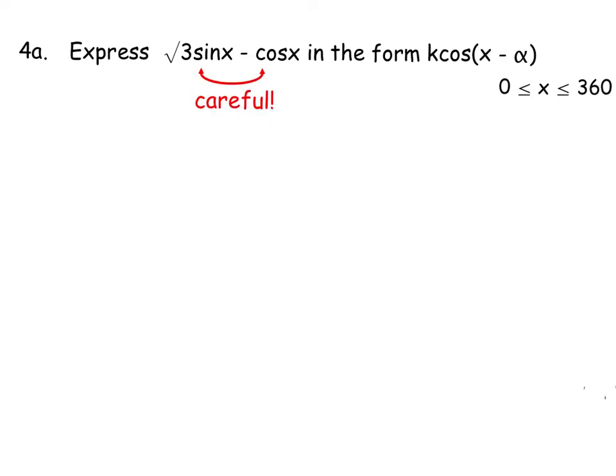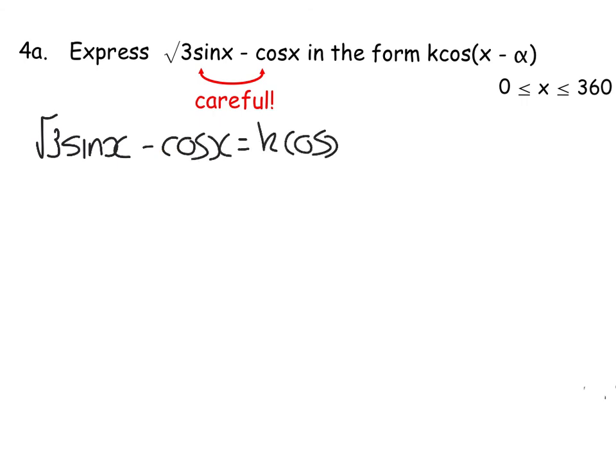Okay, let's do another one. Now we need to be careful with this one because it's in a wee bit of a jumbled up order. All the ones I've shown you so far have had cos and sine in that order, and the cos has always been positive, and this one cos is negative. However, we're going to go as normal. We're going to rewrite this as root 3 sin x minus cos x equals k cos x cos alpha plus k sine x sine alpha.